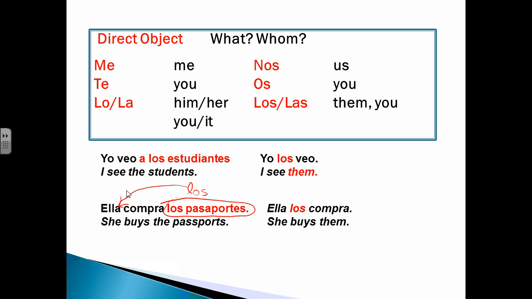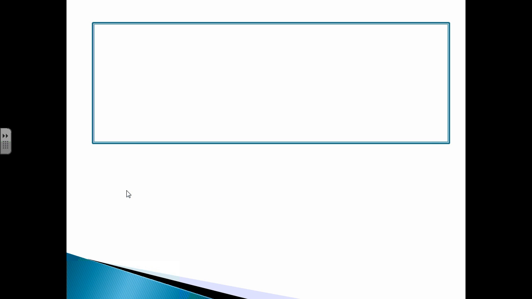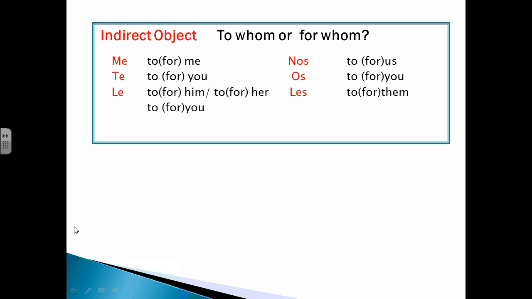So the next thing we're going to do is go to indirect object pronouns. To find the indirect object, you ask the question to whom or for whom. Write that down. So indirect objects have to be a person. Direct objects, most of the time, are the thing. Sometimes can be a person. So the indirect object pronouns are me, te, le, nos, os, les. So make sure that you write down the English for all of these.